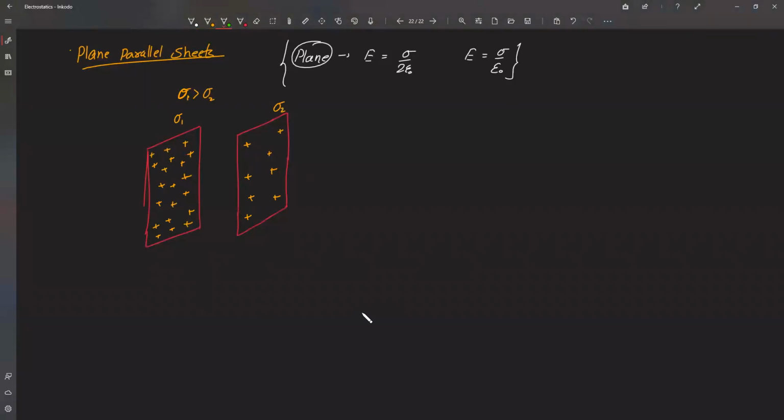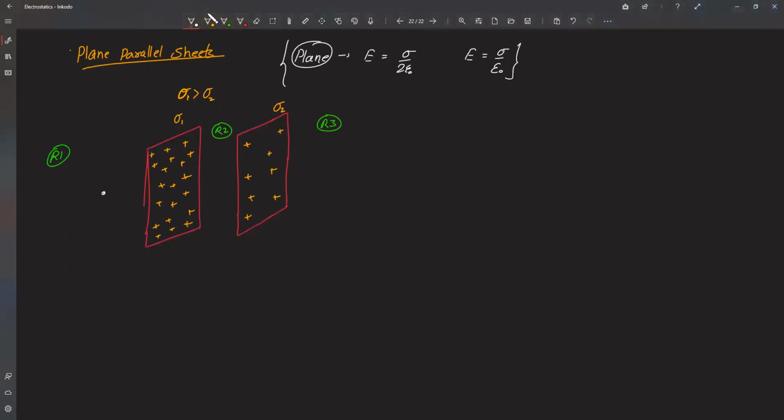Now whatever be the sigma, if two plates are parallel to each other, you will have three different regions. Region 1, region 2, which is between those two plates, and region 3. So region 1 and region 3 are outside, and region 2 is in between the two planes. Now here, if we have to find the electric field, how are we going to find it?